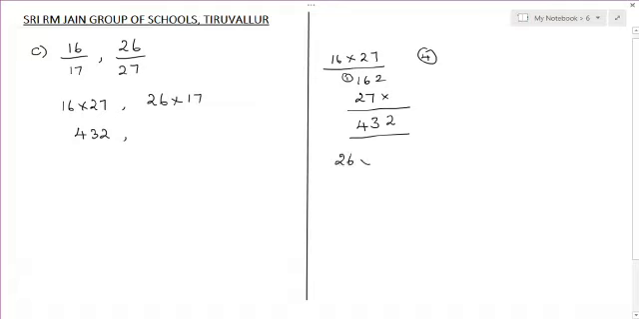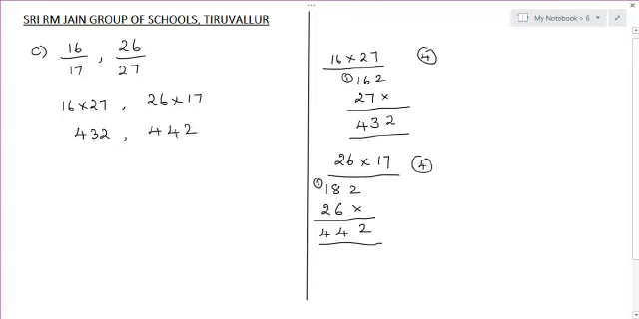And next 26 into 17. 7 sixes are 42, 4. 7 twos are 14. 14 plus 4 is 18. And when you multiply it with 1, 1 six is 6. 1 two is 2. When I add 2, 8 plus 6 is 14. And when I add 2 plus 1 plus 1, it is 4. So 442. Whether these two are equal? So 432 is not equal to 442. Therefore 16 by 17 and 26 by 27 are not equivalent.